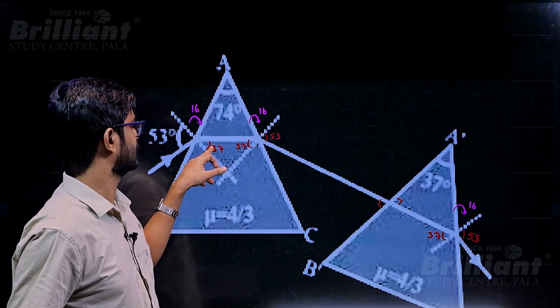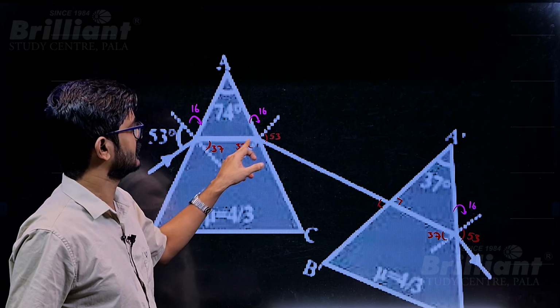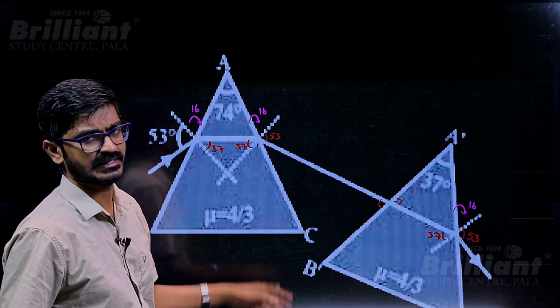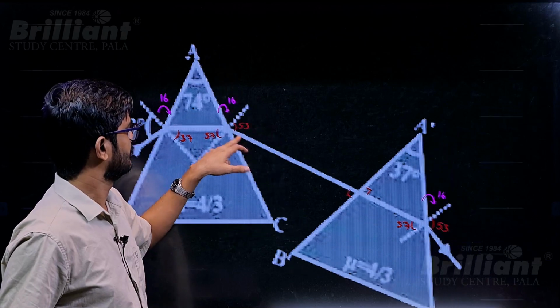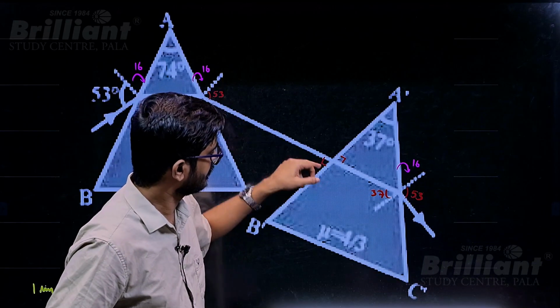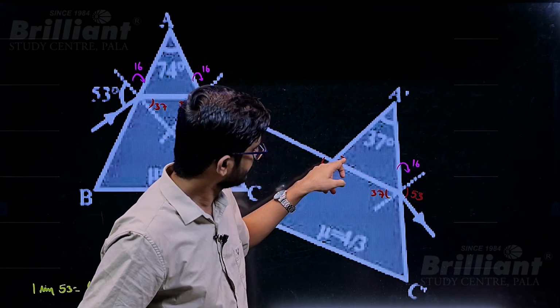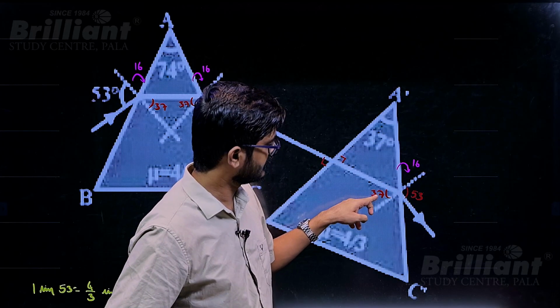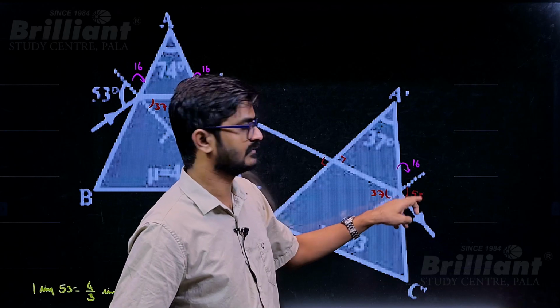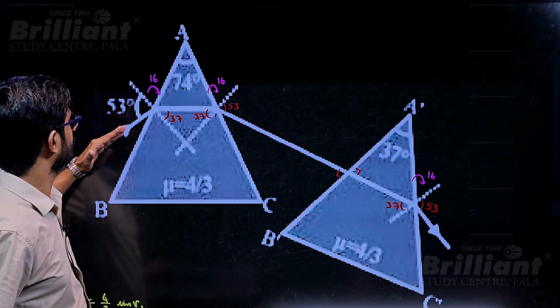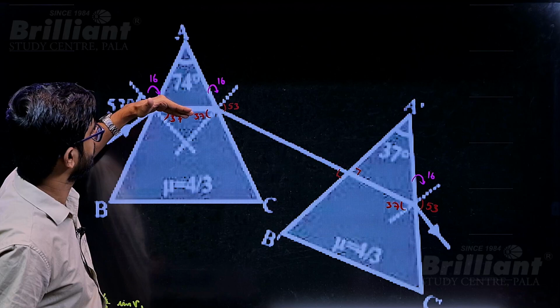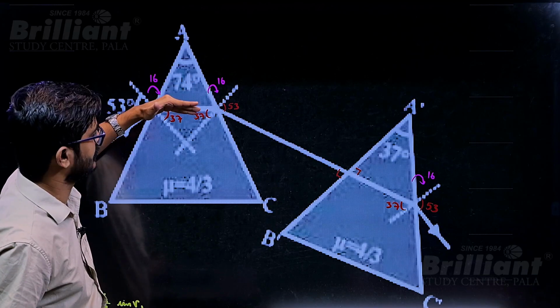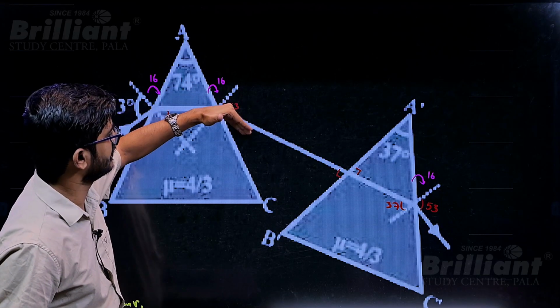Now if this is 37, this is 53, or by using Snell's law. Now it is going and hitting here perpendicularly, so it will go undeviated. As this is 90, this is 37, this will be 53, this will be 37. Again, if this is 37, by using Snell's law, you will get this as 53. Now it used to go like this, but it has bent how much? 53 minus 37.